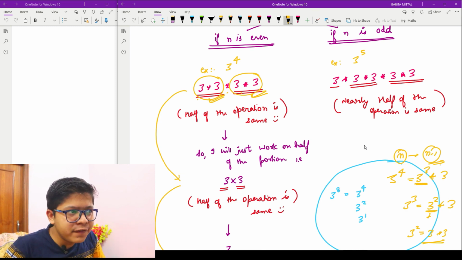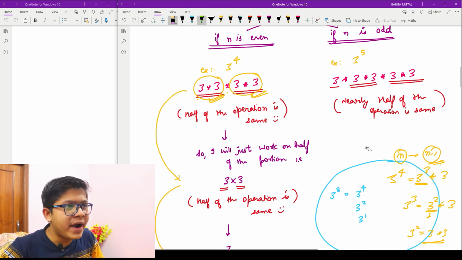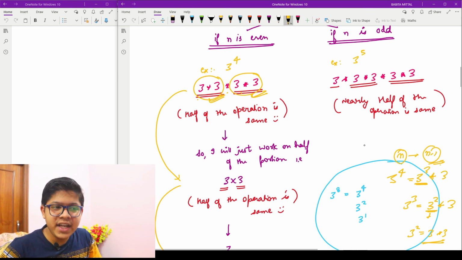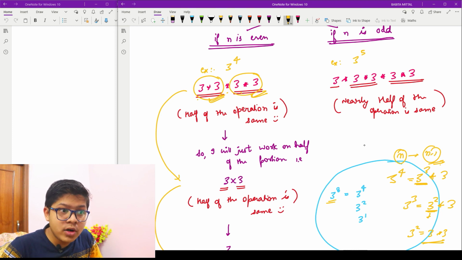So instead of worrying about the condition I was earlier doing, I will worry about the half. Let's suppose I want to find 3 raised to the power 8. I will only worry about finding 3 raised to the power 4, because I know that I will multiply by 3 raised to the power 4 again. For 3 raised to the power 4, I will worry about 3 raised to the power 2, because I know I will multiply by 3 raised to the power 2 again. For 3 raised to the power 2, I will worry about 3 raised to the power 1 only, because I know I will multiply it by itself again.